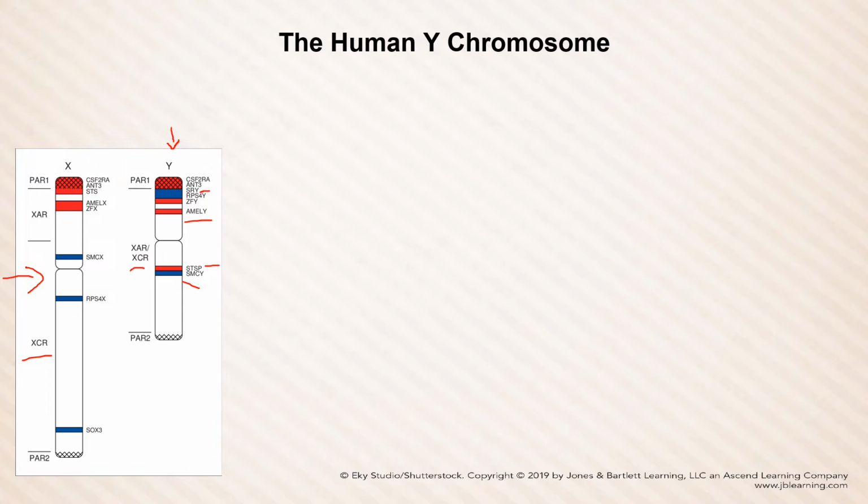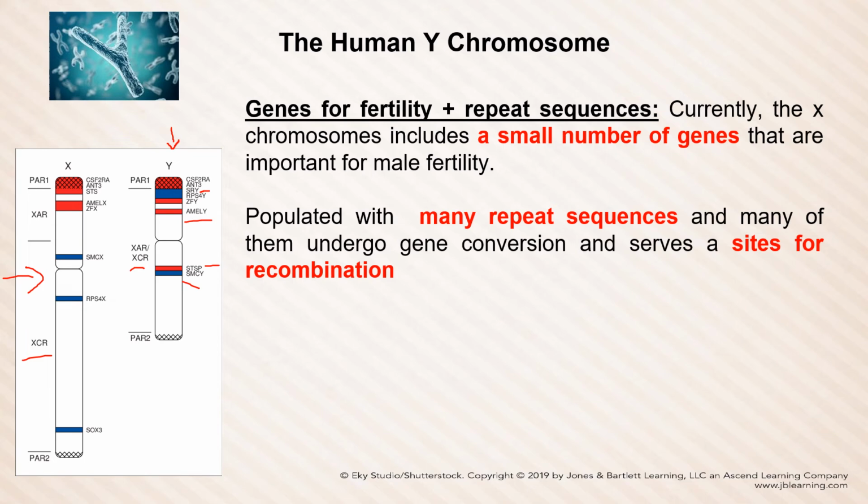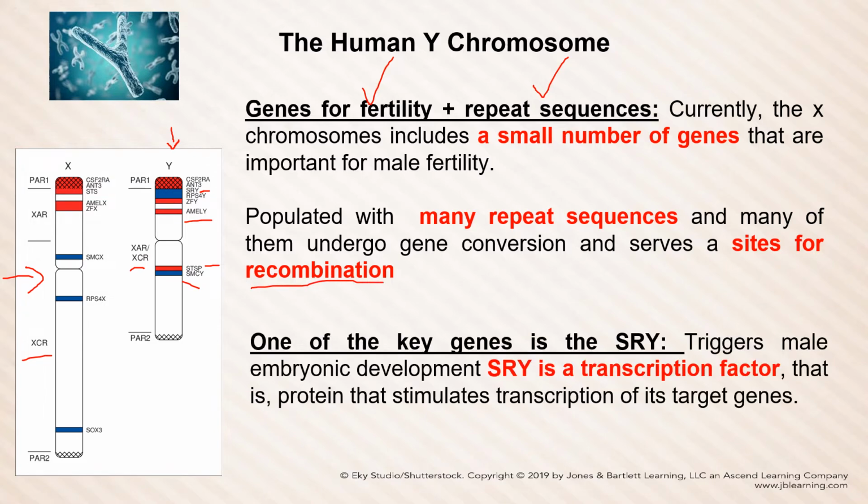So, important information of this slide. Remember, genes in the X chromosome can be important for male fertility. I also talked about some repeat sequences that are very important for recombination, which I will show you in the next slide. And from all the genes, please remember the SRY, a transcription factor whose protein stimulates the transcription of genes that are important to determine maleness.